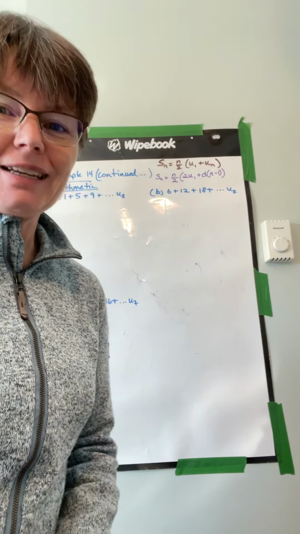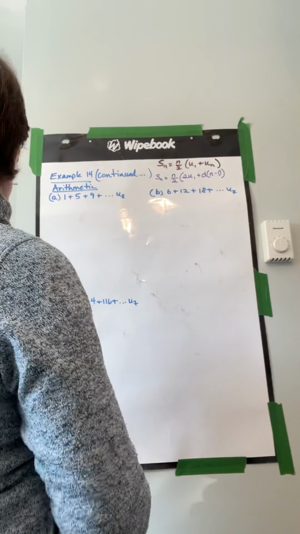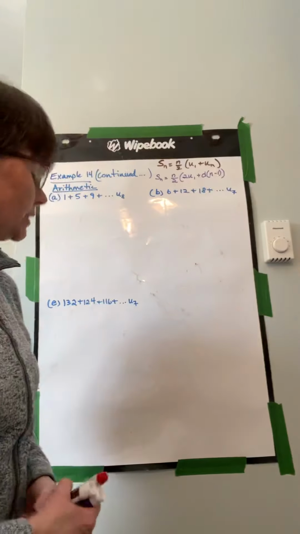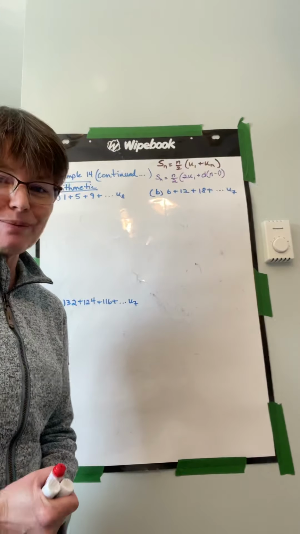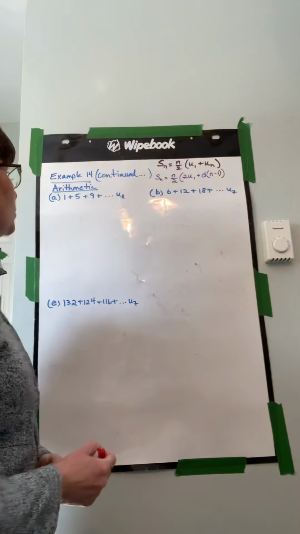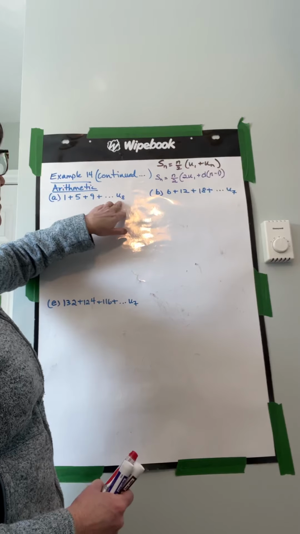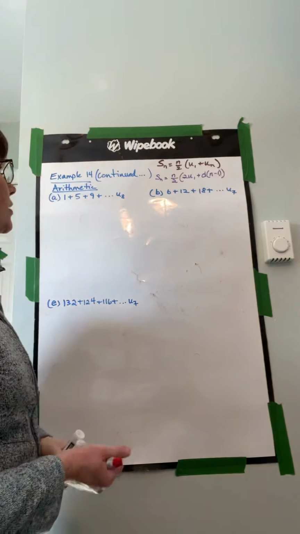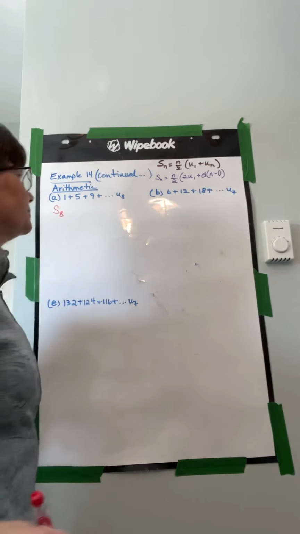Okay, here we go. We're continuing on with example 14, and this is page 23. I've just written down here the three parts of the example that are arithmetic, and we're going to look at them. Okay, so we need to be able to figure out the sum of this arithmetic series all the way up to the 8th term. All right, so that means we are calculating S8.